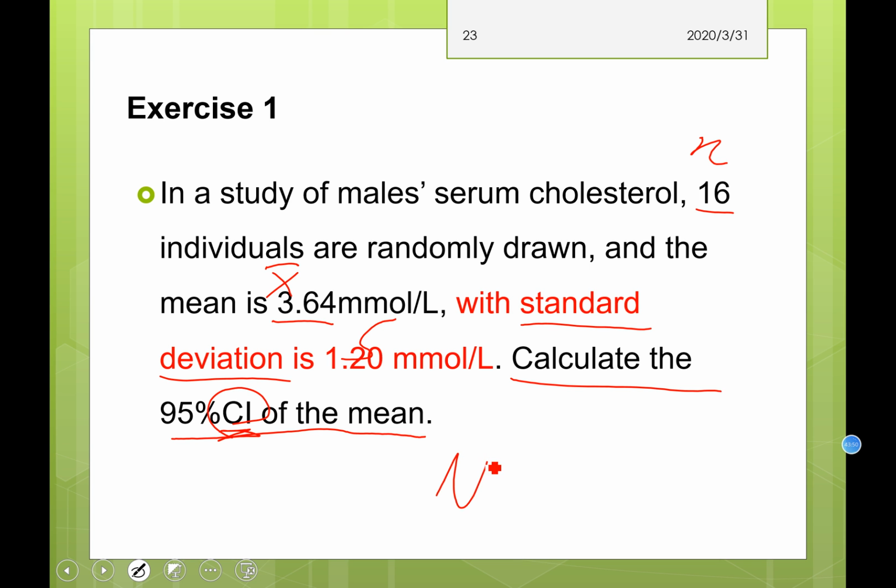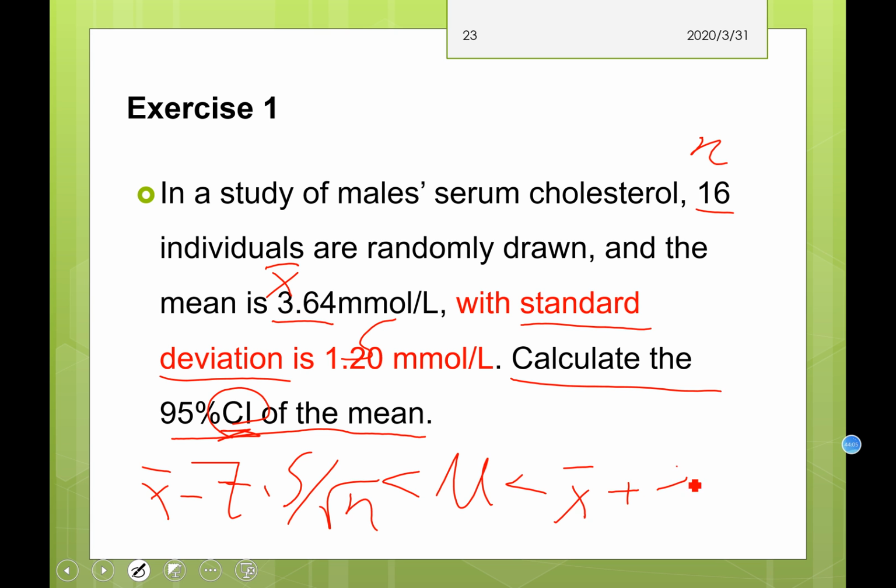That is mu bigger than x bar minus t times s over square root n, and less than x bar plus t times s over square root n, right? So we just need to find t and put all the numbers into the formula. So how can we get t?